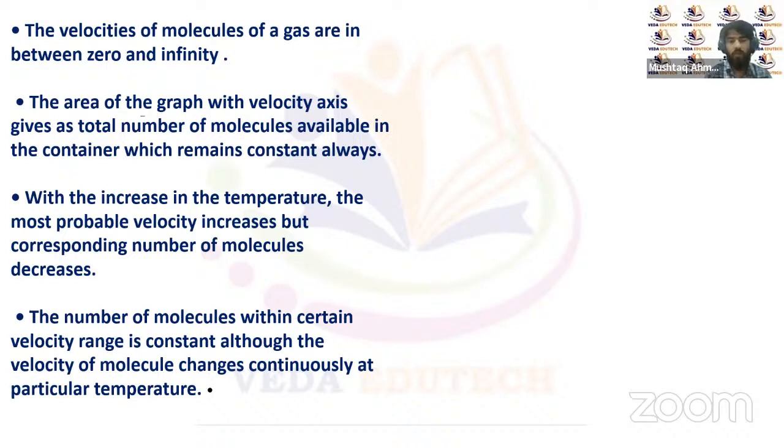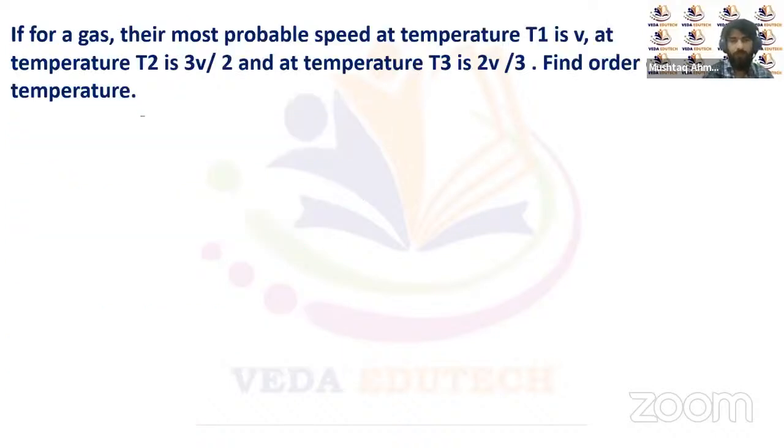It's a very important conclusion that the number of particles in a certain range of velocity, right? The number of particles in a given range of velocity is always a constant, right? So there will always be the same number of particles with a certain range of the velocity, right?